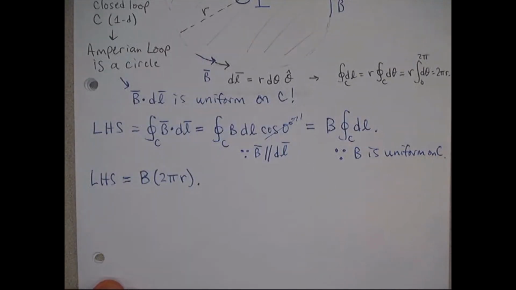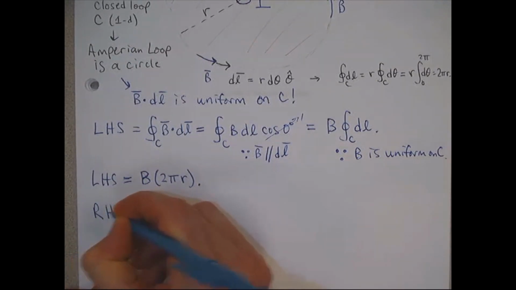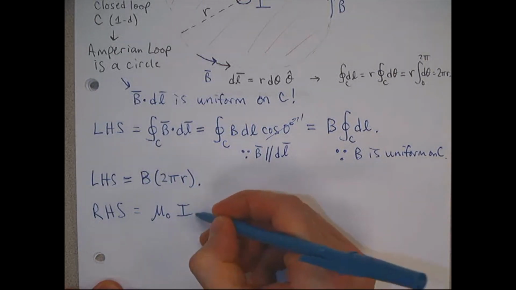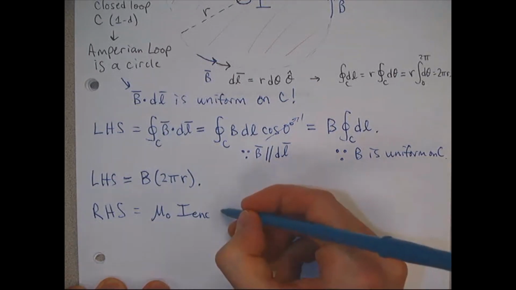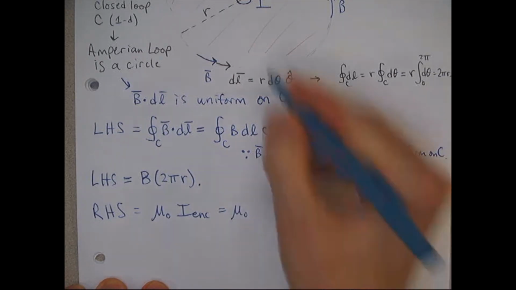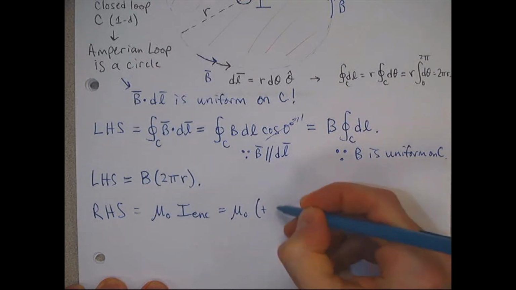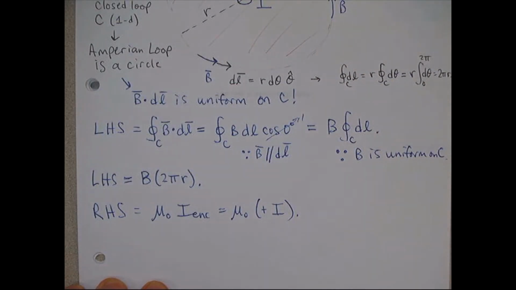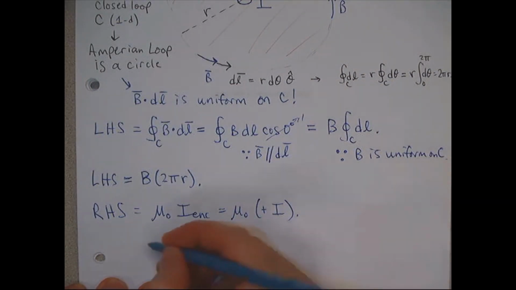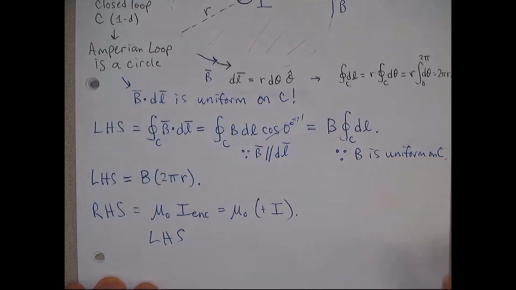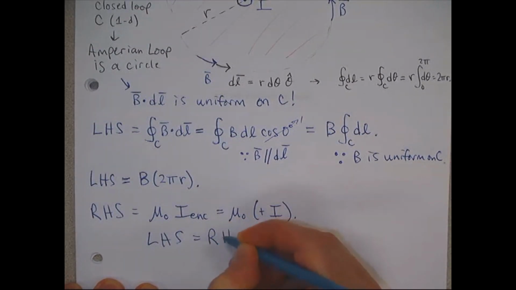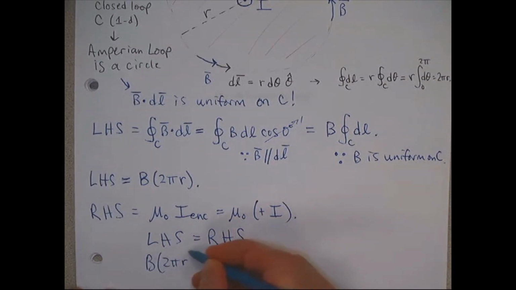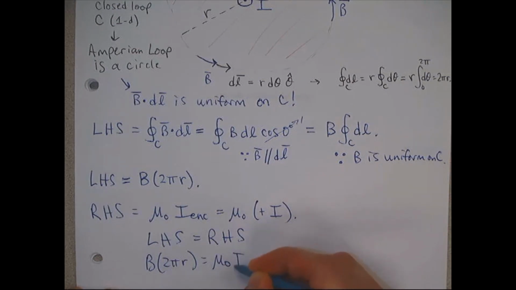Okay, back to the right-hand side. Now that we've finished the left-hand side, we have permeability of free space, current enclosed. For us, the amount of enclosed current is plus I. It's plus because we integrated counterclockwise around the loop. So the same way you did with Gauss's law, you will say the left-hand side equals the right-hand side, or B times 2 pi r equals mu naught I.